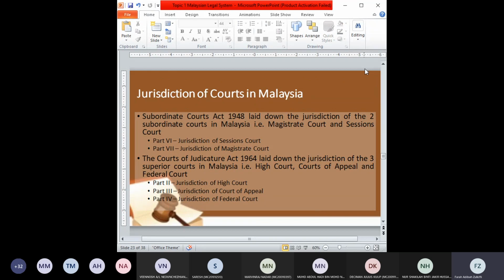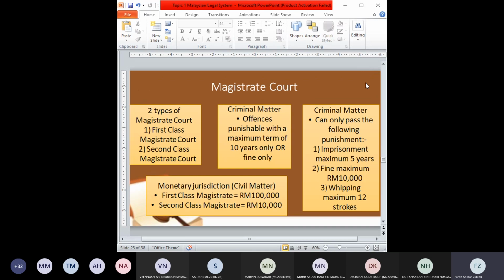Okay, so we look at each court one by one. We start with the court with the least power, Mahkamah yang ada kuasa paling sedikit. It is the Magistrate Court. In Malaysia, we have two types of magistrate court. The first one is what we call the first class magistrate court, and the second one is what we call the second class magistrate court.